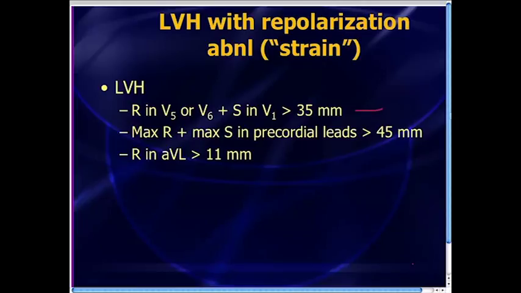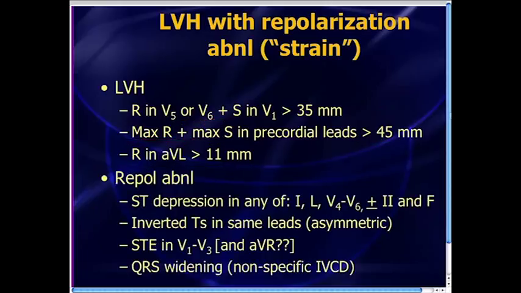Take the R wave in V5 or V6, plus the S wave in V1. Take whichever is bigger between V5 and V6, and add it to the S wave in V1. If it's greater than 35 millimeters, call it LVH. Most people know that. You can also take the maximum R and the maximum S in any precordial lead. If they add up to more than 45, that works. And also, probably the most specific criterion, as I recall, is if the R wave all by itself in aVL is greater than 11 millimeters, you're done.